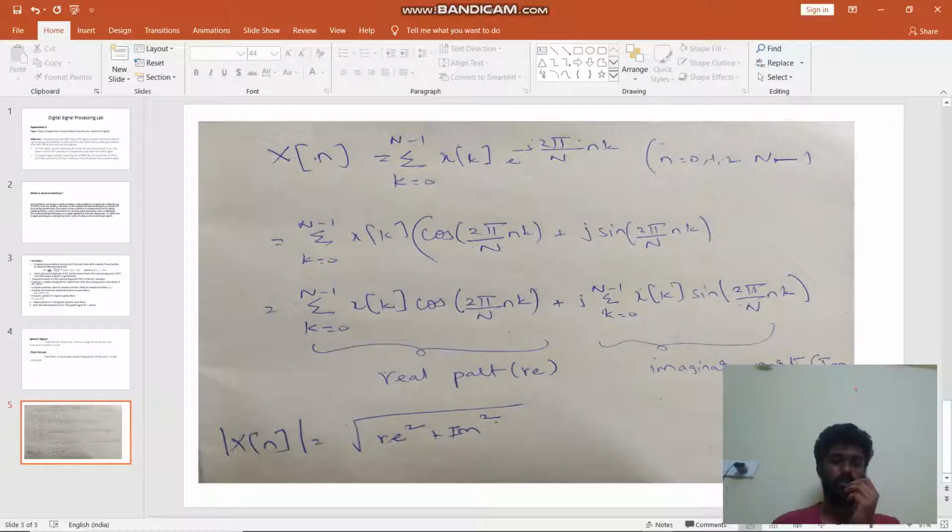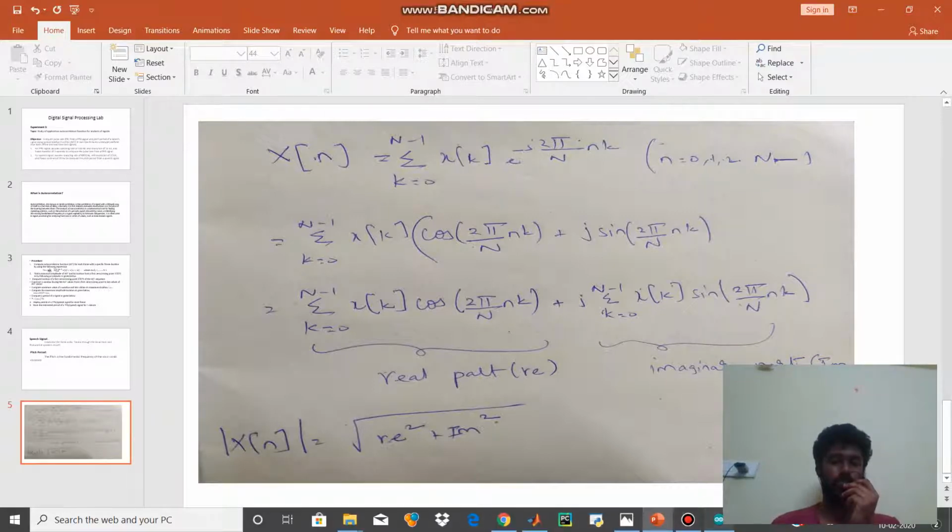The summation of the cos terms is taken as the real part of the signal capital X of k, and the sine part is taken as the imaginary part of capital X of k. The magnitude response is equal to the square root of real part square plus imaginary part square. We will be using this formula in computing the pulse rate in Arduino. Now let us look at the Arduino code for this.